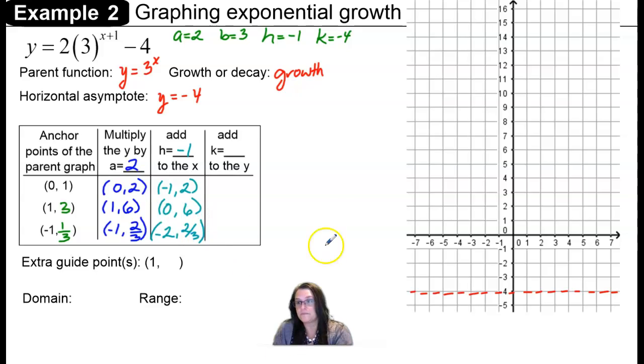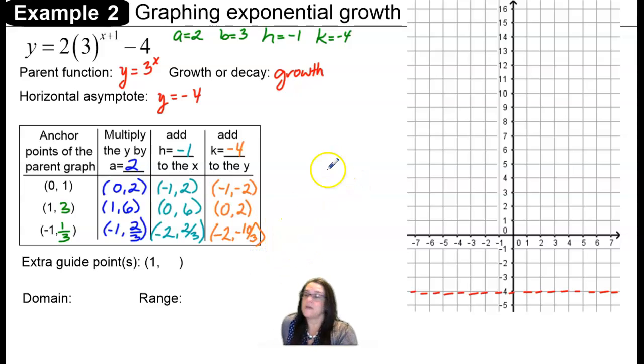Okay, then we have to add k to the y value. So we're going to take our k, which is negative 4, and we're going to leave the x the same, and then 2 plus negative 4 is negative 2. Then we have 0, which stays the same, and then 6 plus negative 4 is positive 2. And then negative 2 stays the same, and then 2/3 plus negative 4 is negative 10/3.